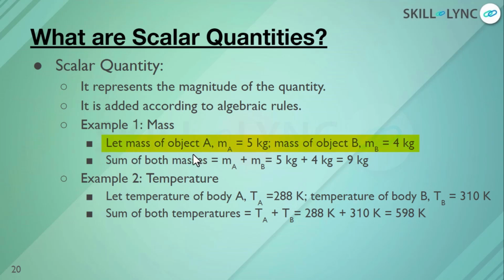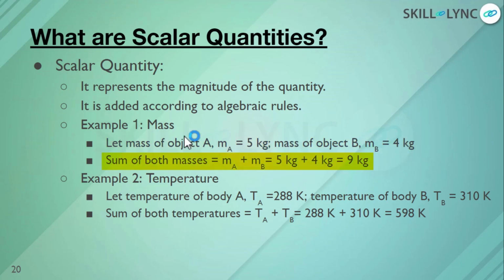Let the mass of object A be Ma equal to 5 kg and the mass of object B be Mb, where Mb is equal to 4 kg. So, the sum of both masses would be Ma plus Mb, that is 5 kg plus 4 kg equal to 9 kg. Since both the masses have been added as per the algebraic rules, therefore mass is a scalar quantity.